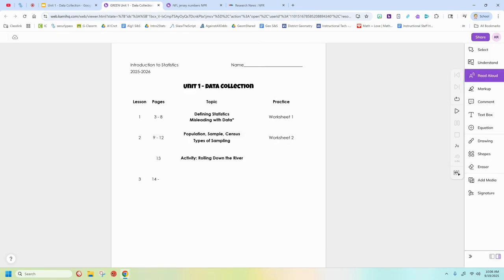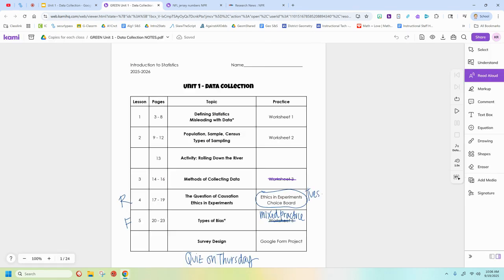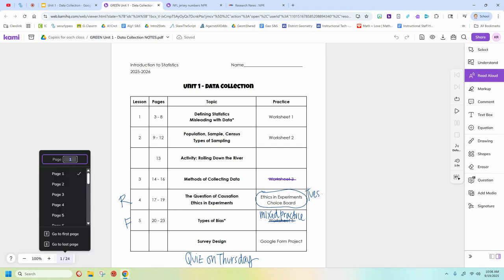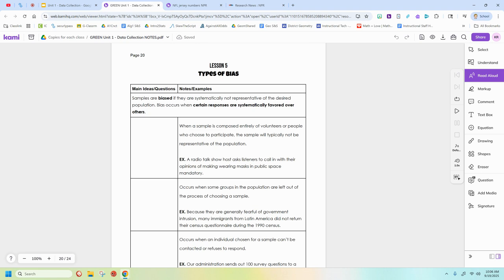So let me get there. Page 20, yes. And now we're done. And then, yes, unit 1 is going to be done by the end of next week. It's going to be great.